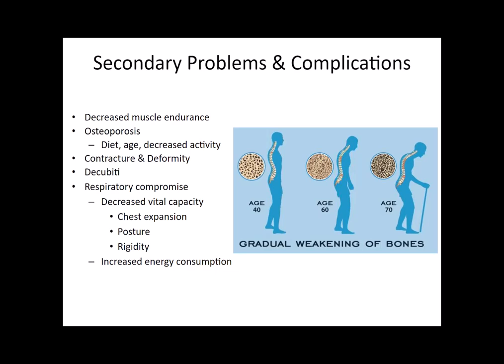In later stages of Parkinson's, you can expect contractures and deformities to happen just because of lack of mobility, as well as pressure sores. And there's also a significant respiratory compromise, especially at the later stages of Parkinson's. You should be aware that the most common cause of death for patients with Parkinson's is going to be pneumonia.